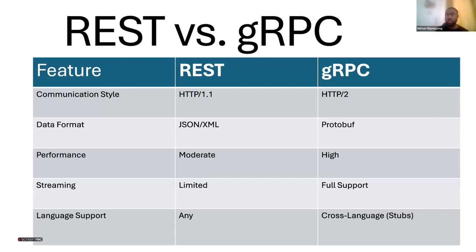REST APIs do not support streaming out of the box, but then they depend on other external mechanisms to stream, things like WebSockets and the rest. But streaming is baked into gRPC at the core. REST APIs don't have any language support, but gRPC uses stubs, therefore it supports many languages.